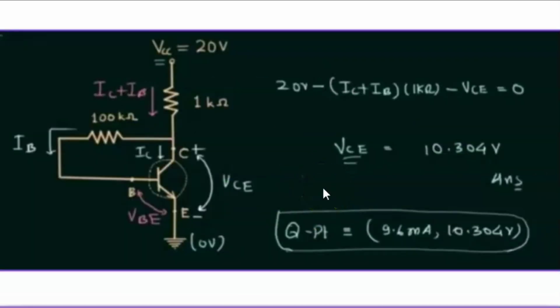अब बात करें हम लोग VCE की. So for that we will have to apply KVL in the output part of the circuit. So the equation is going to be equal to 20 volt minus (IC plus IB) times 1 kilo ohm minus VC is equal to 0, and we just have to put the values now. From this we will get the value of VCE as 10.304 volt.